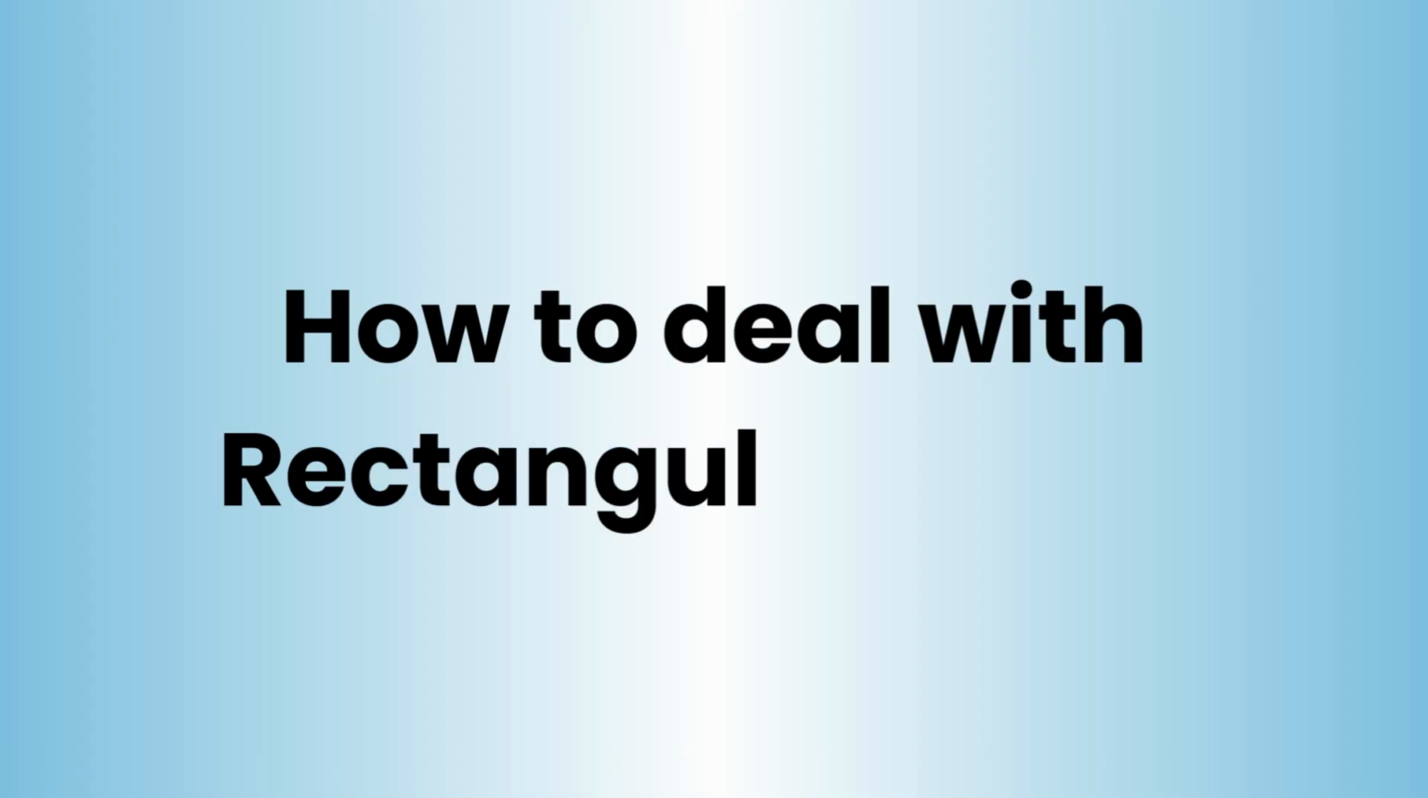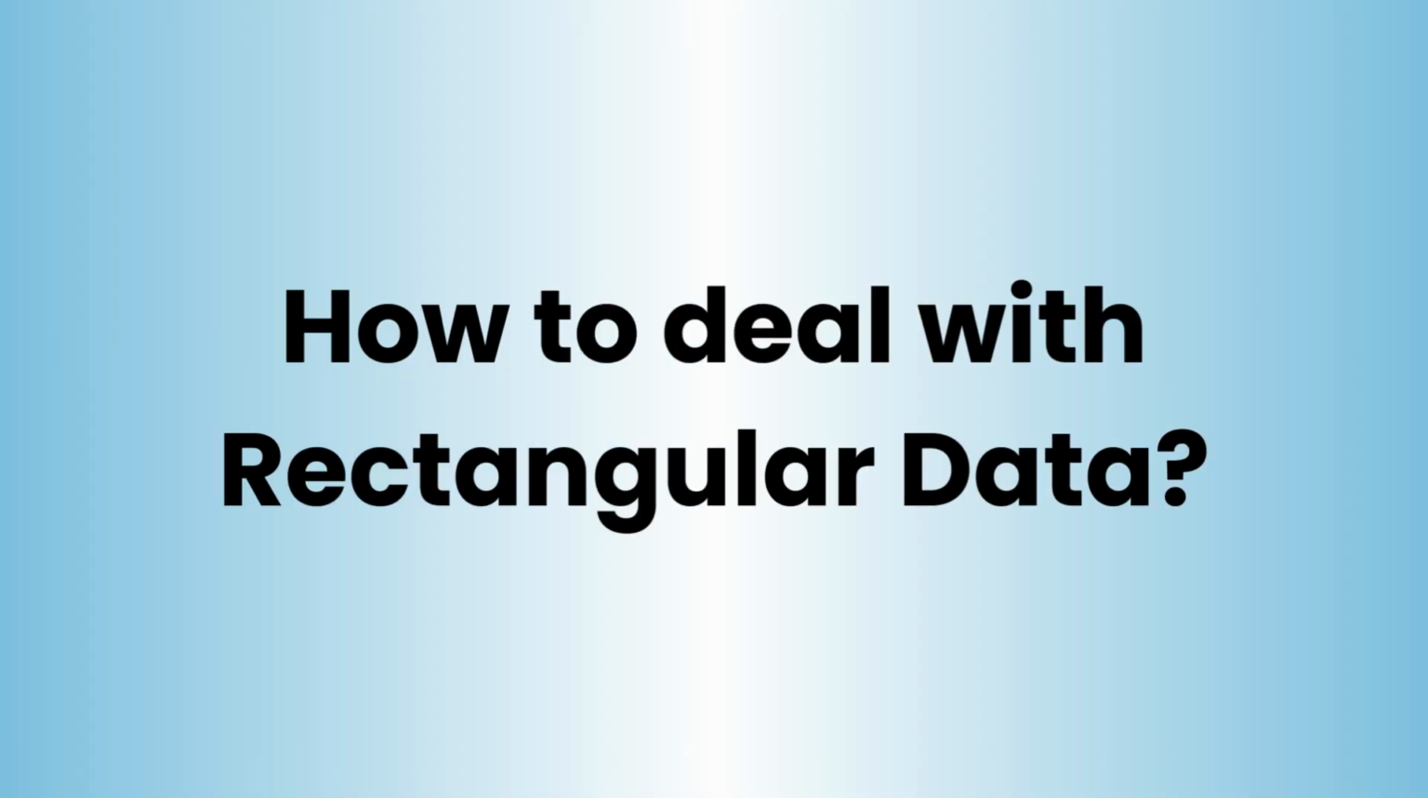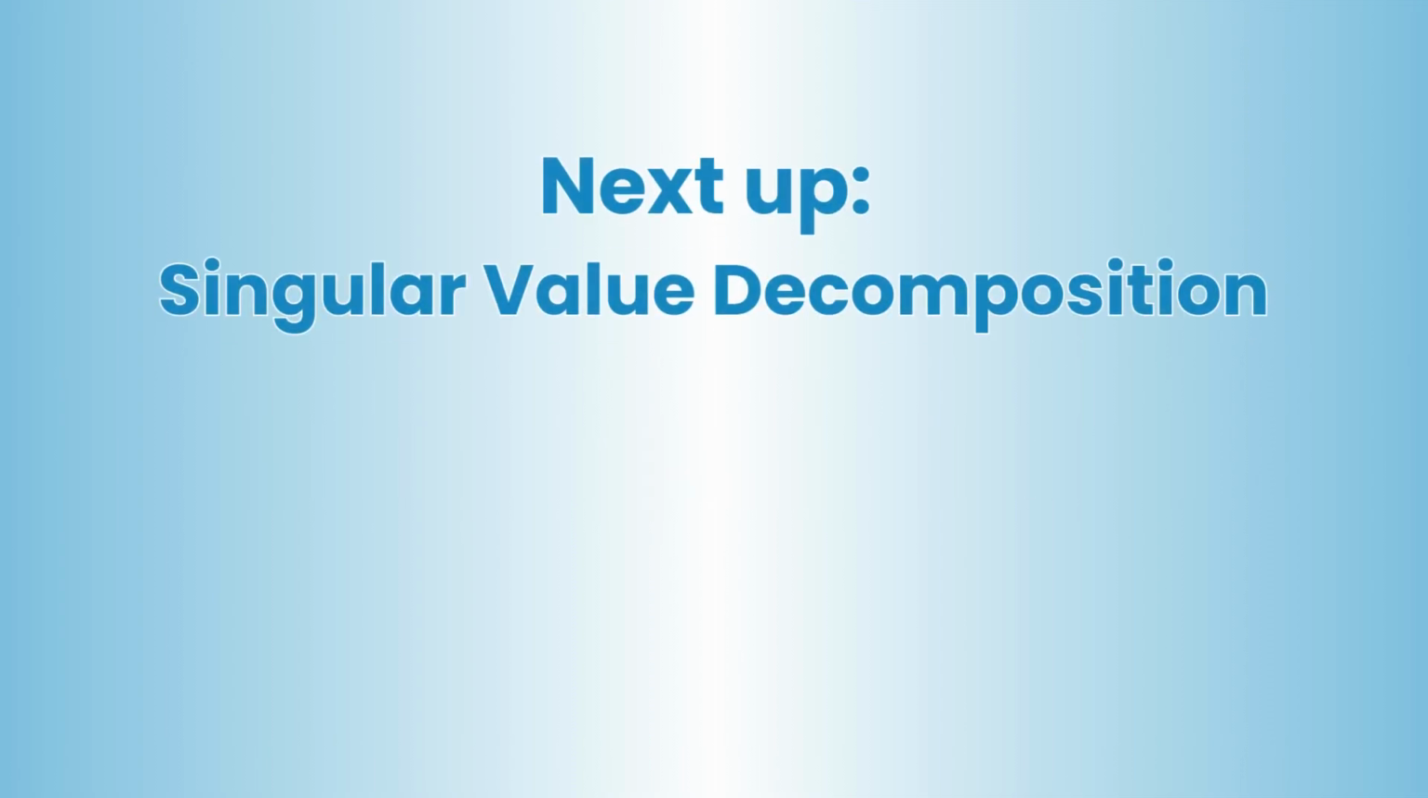But in the real world, data matrices are rectangular. You cannot calculate eigenvectors of a rectangular matrix directly. So, how do we decompose any matrix of any shape? This leads us to the fundamental theorem of linear algebra, the singular value decomposition. This is the topic of our next video.